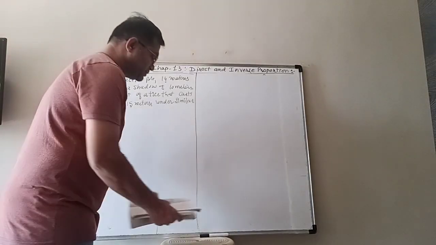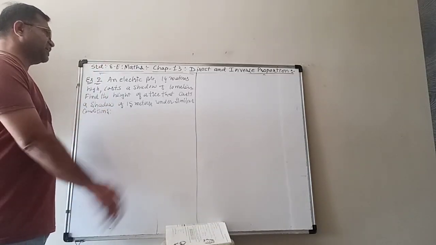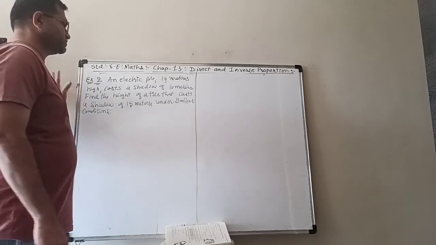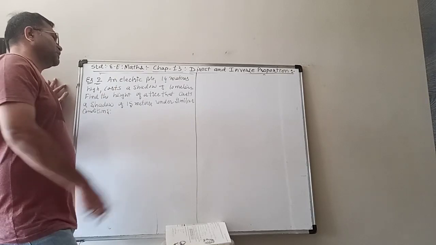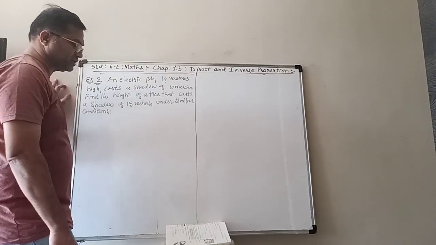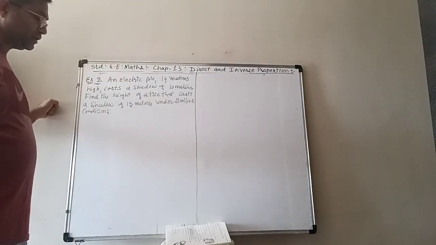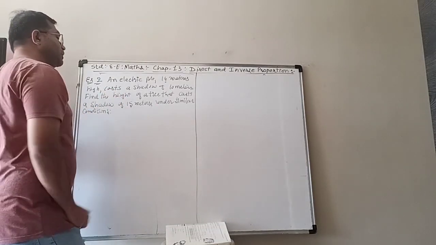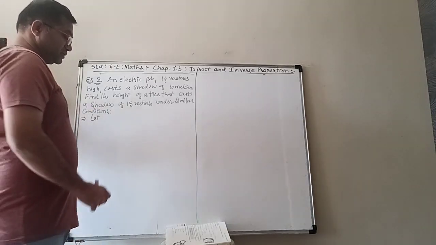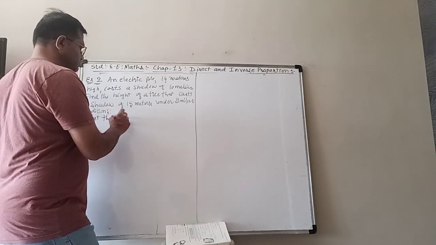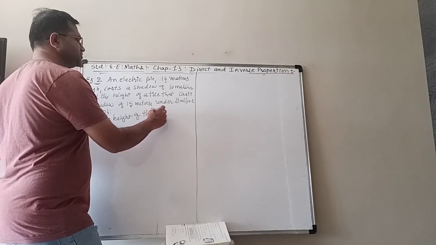So here it is given that the height of the pole is 14 meters and the shadow of it is 10 meters. Under the same conditions, the shadow of the tree is given as 15 meters and we have to find the value of the height of the tree. So we can say let the height of the tree be x meters.